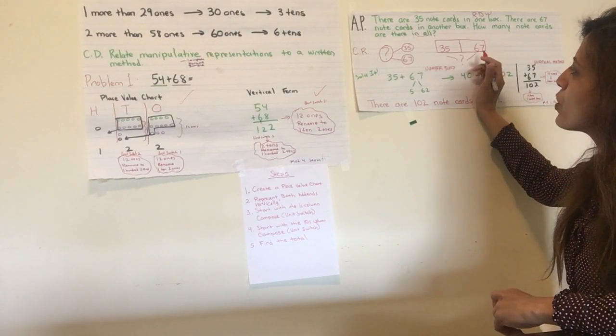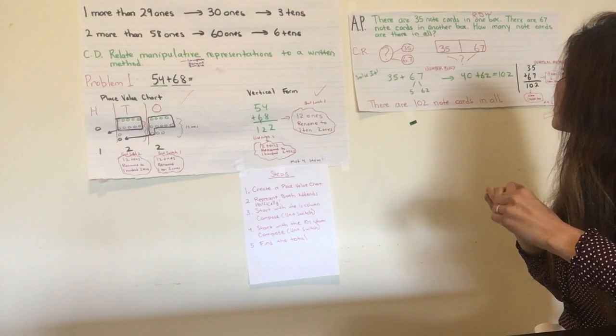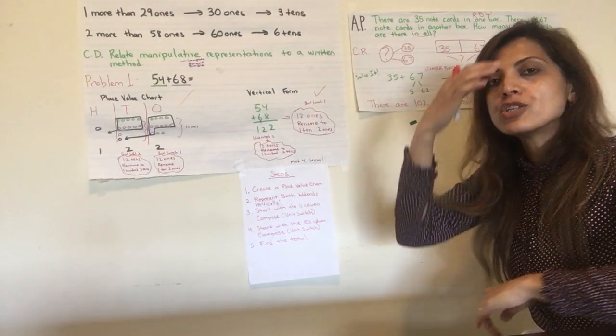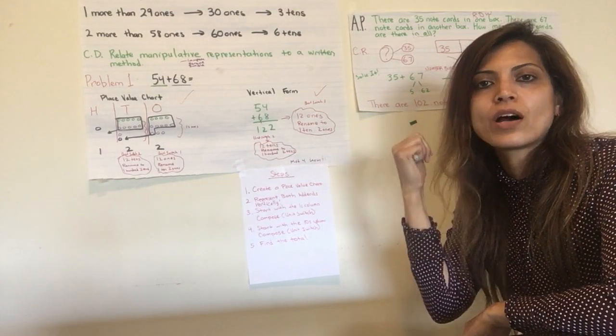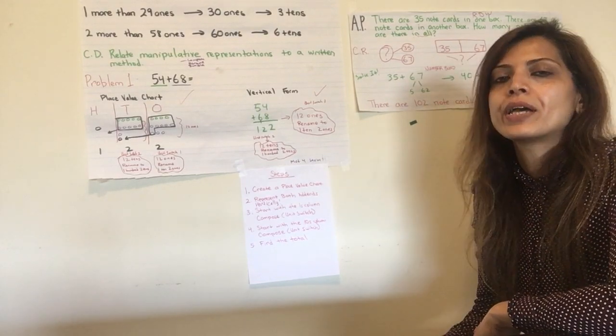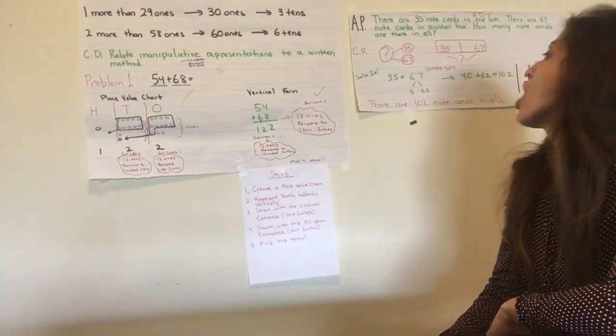Okay, so I'm going to solve it using 2 methods, the number bond way and the vertical way. But before I do it, I want you to do it. So pause the video and solve this problem using whatever strategies work for you. Okay, pause. Okay, unpause. Awesome.